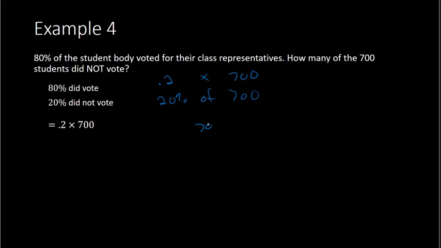So 0.2 times 700, I would get 0, 0, and then 14. We have one number after the decimal, which means I need to have one number after the decimal here, which would make the decimal after the 140. So my solution would be 140. And that means that 140 students did not vote in the election.